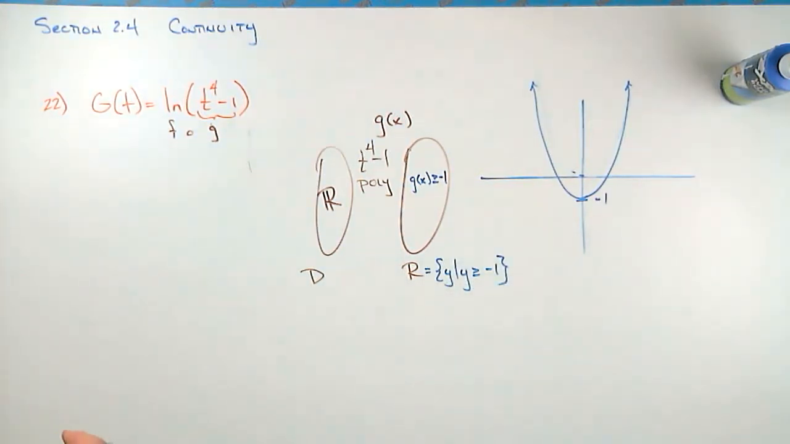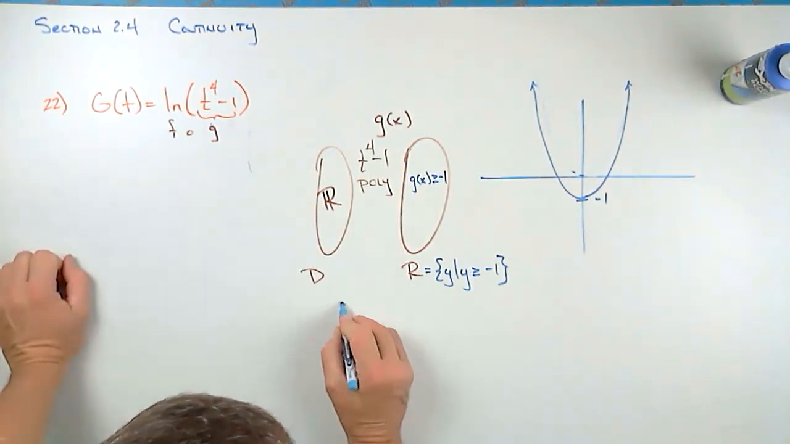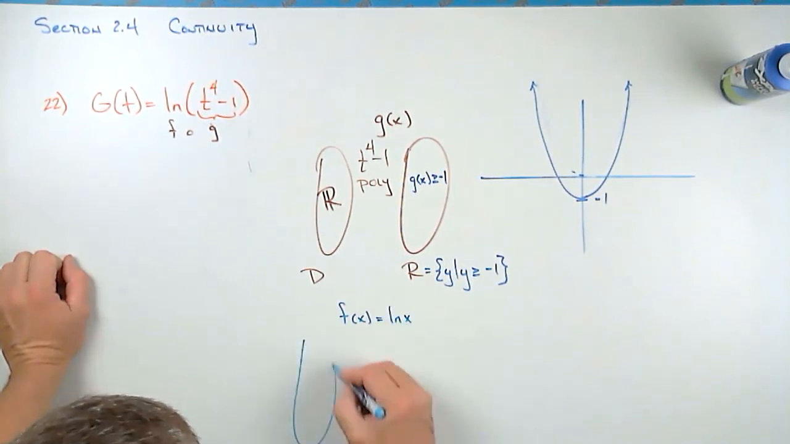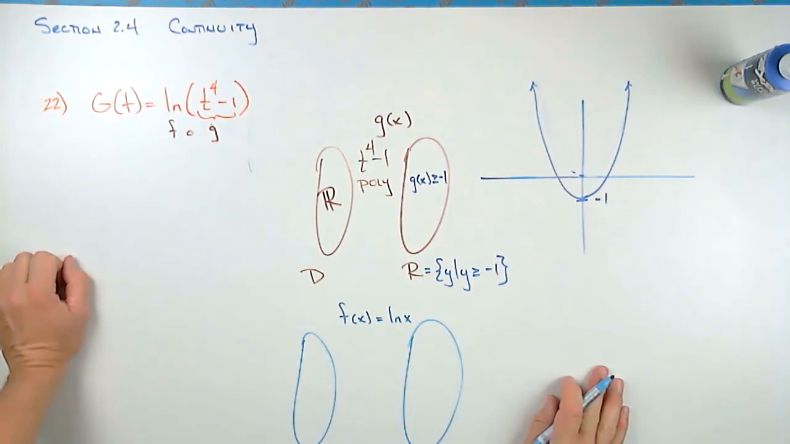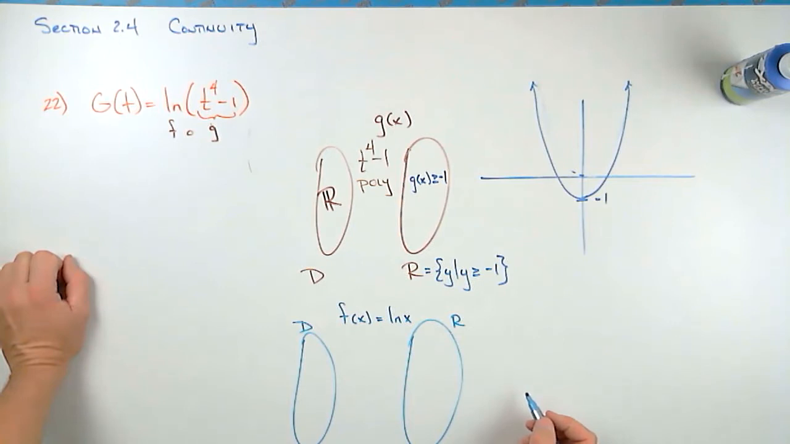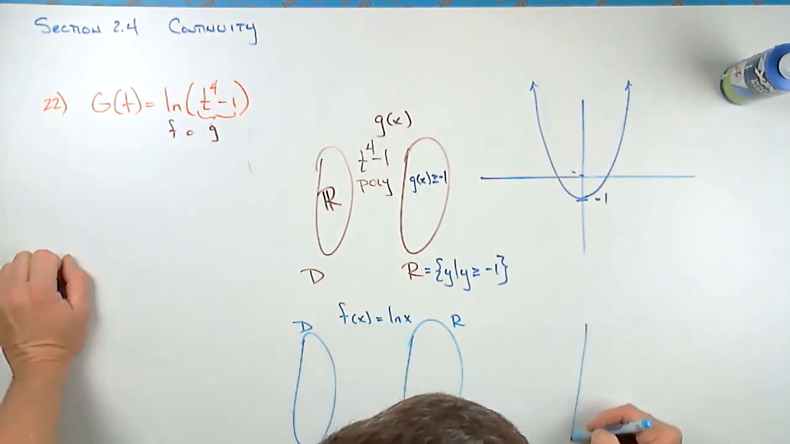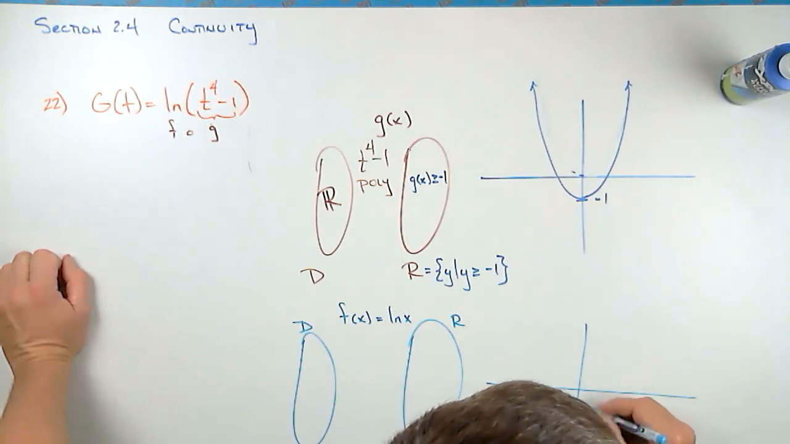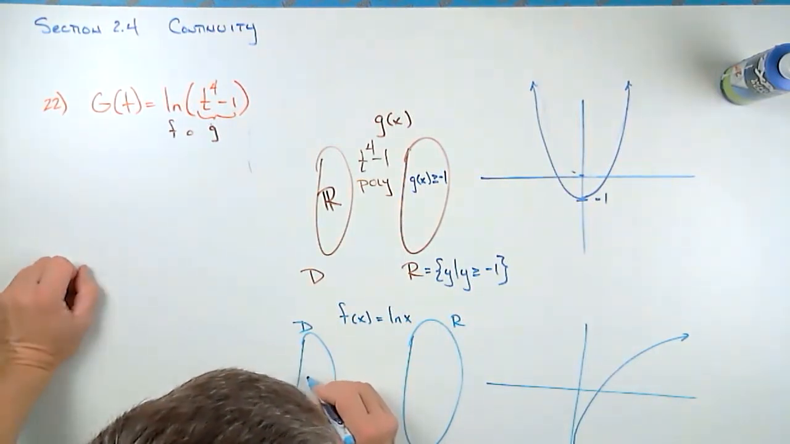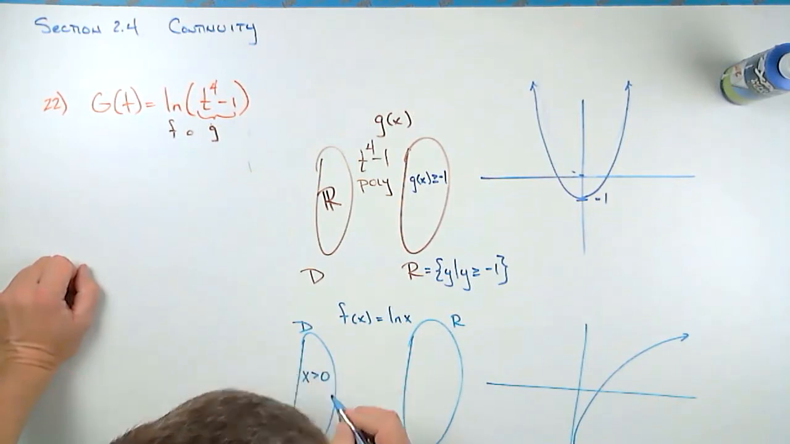But we have a second function here. We have our outside function, the natural log. We have that function on the outside. So our f of x, that's the natural log of x. And we have to have a similar conversation about what's its domain and what's its range. Well, the graph of the natural log of x looks like this. You can only plug in numbers greater than 0. The domain here is the set of x's such that x is greater than 0.